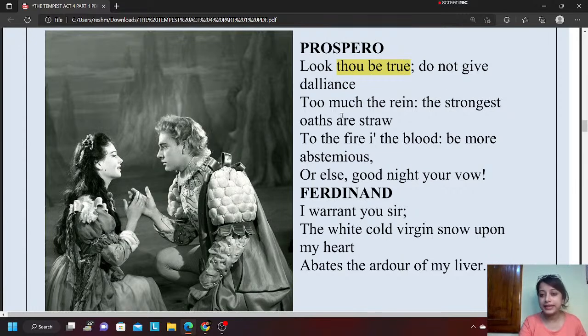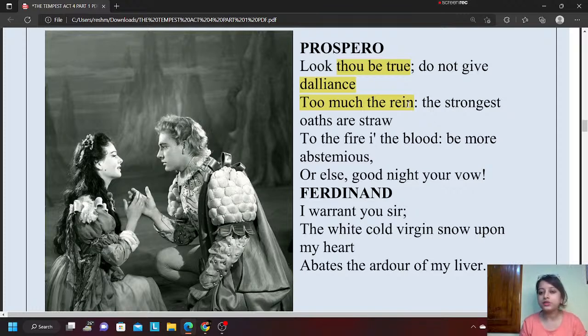Do not give dalliance too much the rein. So, do not give dalliance means what? Do not give your casual romantic feeling of what? Of lust. Okay, physical interest in Miranda. Too much the rein. Do not allow your... the horse who has a lot of strength and a lot of energy, and give him loose. You set him loose and he runs away. So be careful with it. Don't be very casual with what you have promised me.